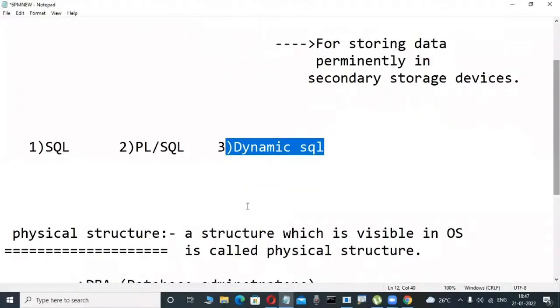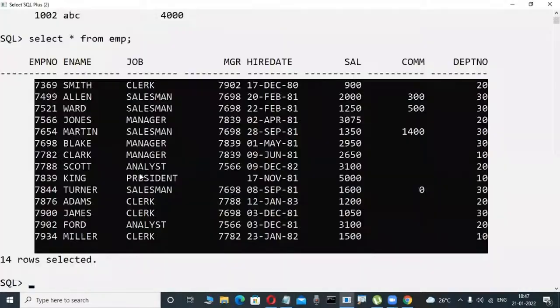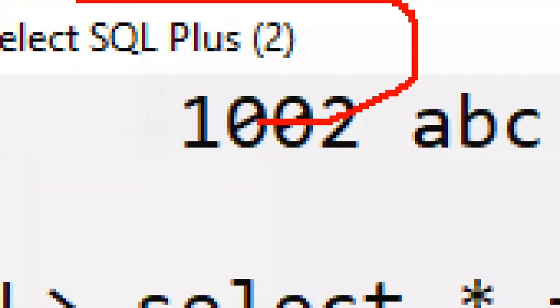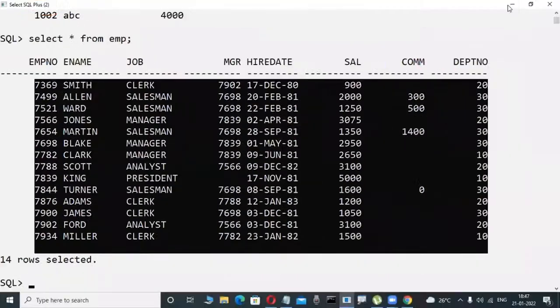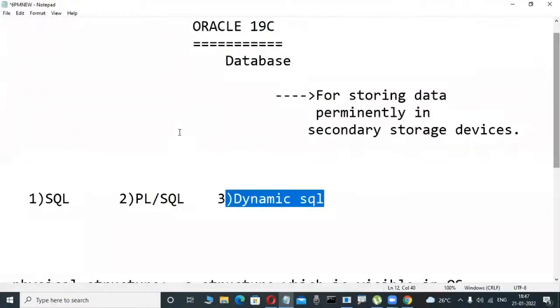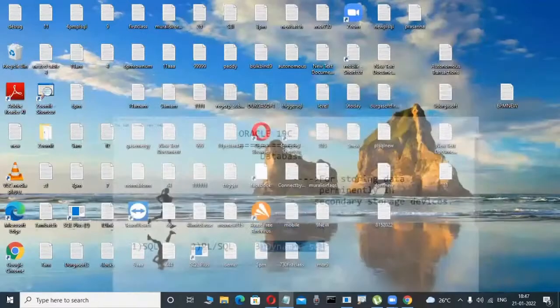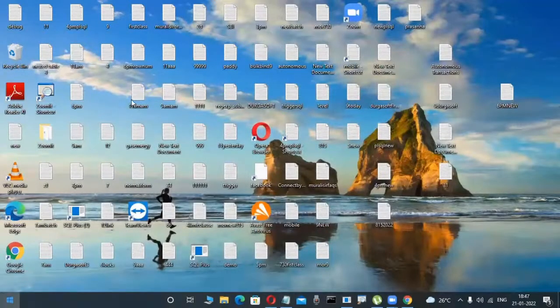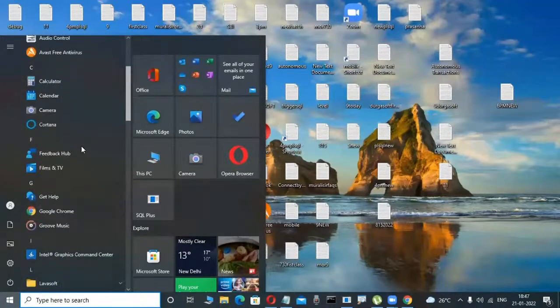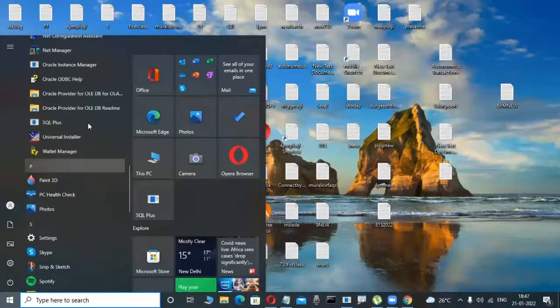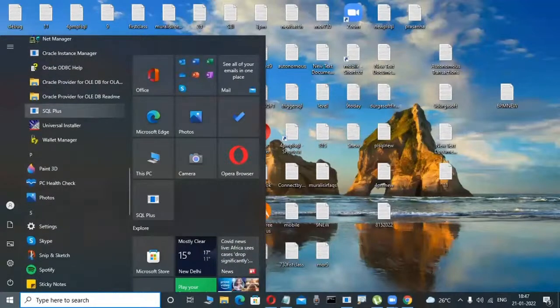But another thing is there in my system: SQL Plus. What is this? This is a tool, called a client tool. If you want to connect to the Oracle database, we use client tools. SQL Plus is the default tool. Whenever I install the Oracle software, the tool is automatically available. How to install it and what these tools are, we learn in our course. Don't worry.